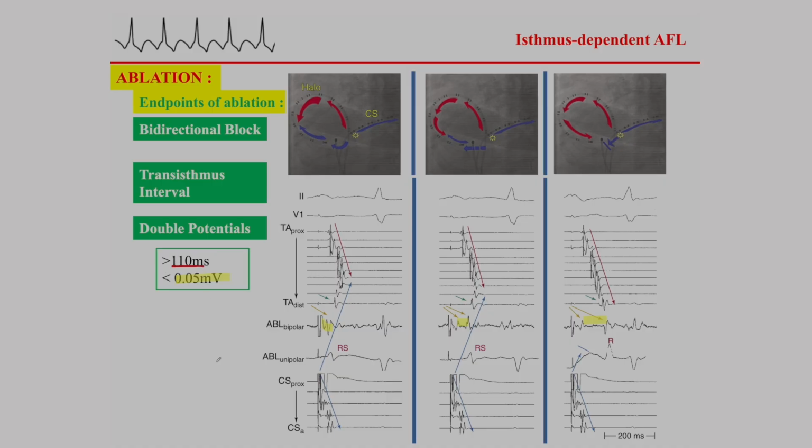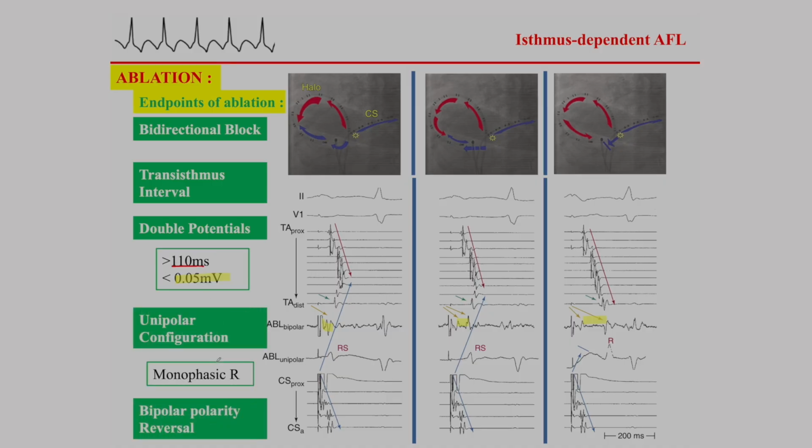The second, additionally, we can examine the bipolar electrogram. Polarity reversal is observed in the distal halo and also in the distal catheter ablation, and that reflects the disappearance of the activation by the clockwise wavefront when we are pacing from the CS, as in this example.